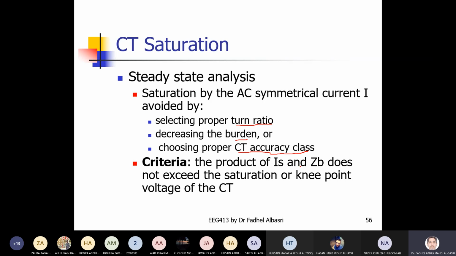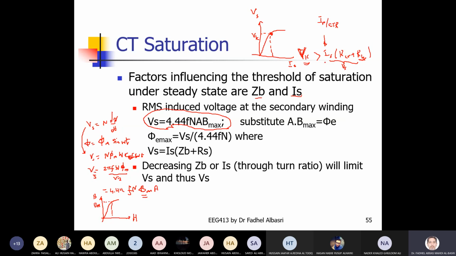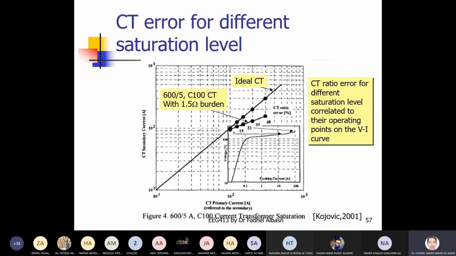So the criteria in steady state mostly is we are looking for the product of IS times ZB, or this is the relationship. And you can see, at steady state, this figure shows the secondary current versus the primary current of the CT. If you take the ratio of the primary current over the secondary current, you get a constant value, which is the ratio of the CT. For an ideal CT, this ratio has to be the same, regardless of the primary current with respect to the secondary current.